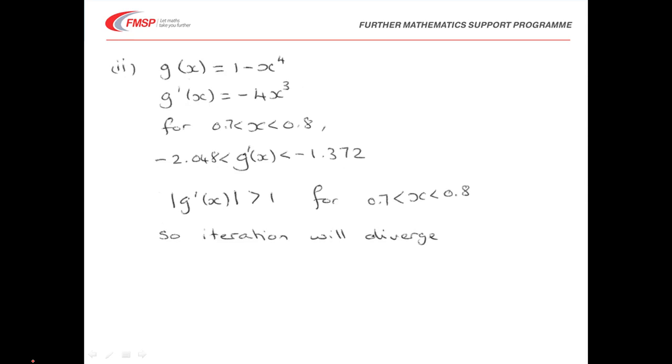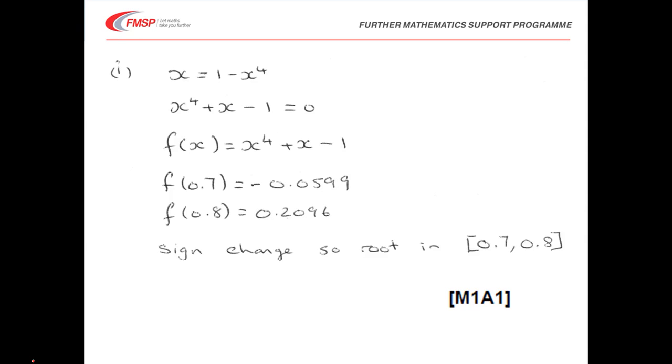And you're expected to know that, so you can just state that once you've found that out, the iteration will diverge. So it's all about the gradient, and it's all about the gradient of the thing on the right hand side. So you've got x equals the thing on the right hand side. You differentiate to get the gradient function. You look at the x values, and if it's always going to be something that's of a size bigger than 1, regardless if it's plus or it's minus, then the iteration will diverge.